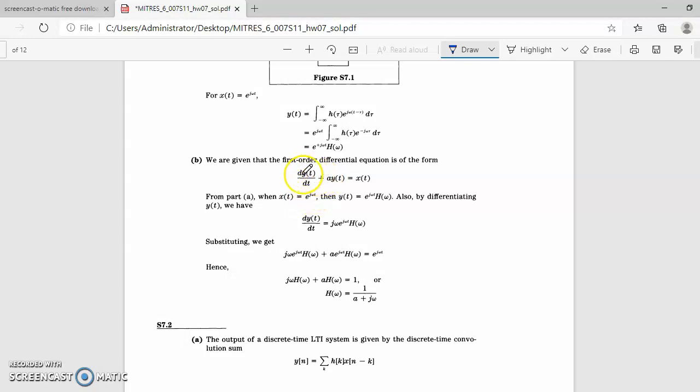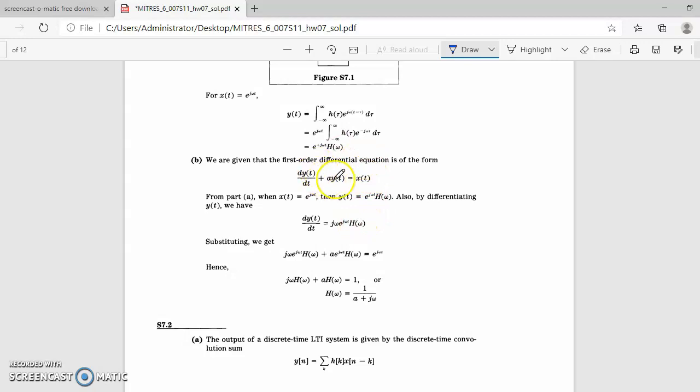So now we move to the problem itself. They give the expression dy(t)/dt + a·y(t) = x(t). Here, for x(t) I am considering the above value only. Otherwise the problem will give x(t) = e^(jωt) and y(t) = e^(jωt)·H(ω). The output y(t) we calculate by ourselves, so I am not repeating it in this problem.